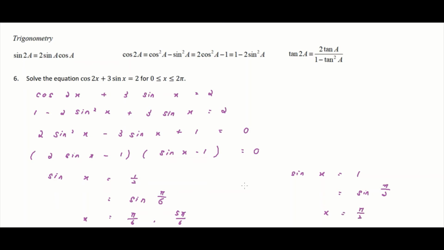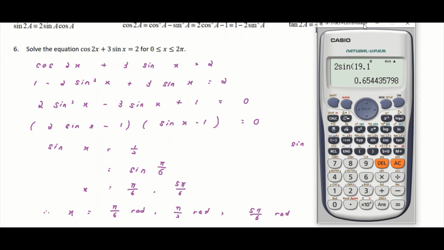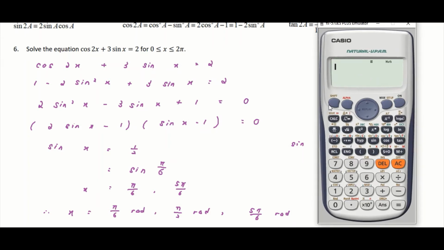Okay, so if you want, then you can rewrite it in the complete form. So x equals pi over 6 radian, then pi over 2 radian, and the last one is 5 pi over 6 radian. Alright, so same thing, you can just use your calculator to substitute everything to check, but make sure that when you check in your calculator, you are making it into radian form.